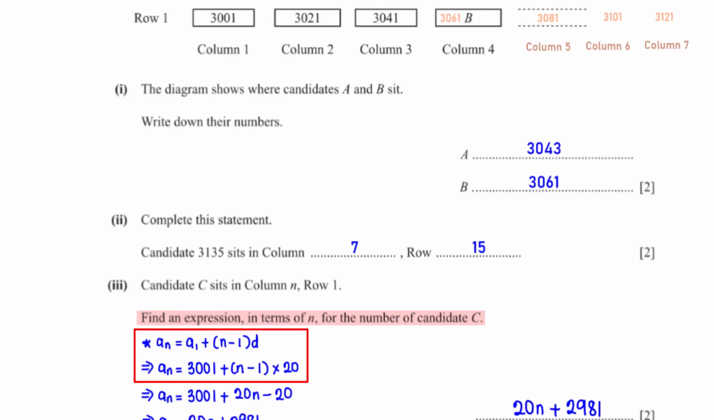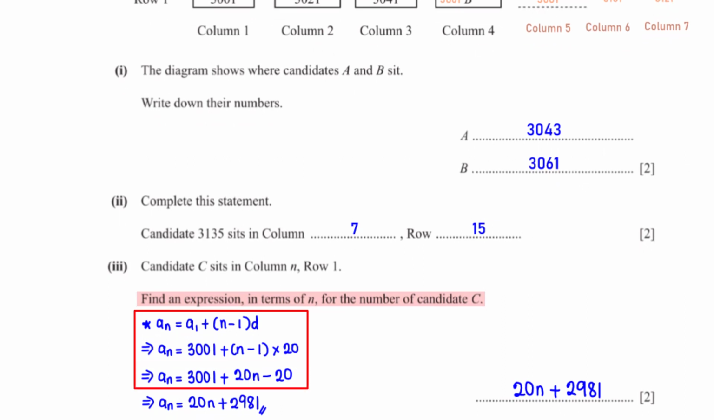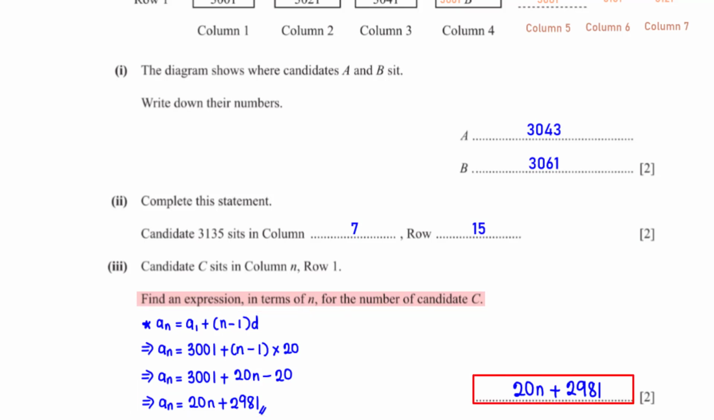When we expand the brackets, 20 times n is 20n. 20 times -1 is -20. When we group like terms, 3001 minus 20 is 2981. So we have 20n plus 2981.